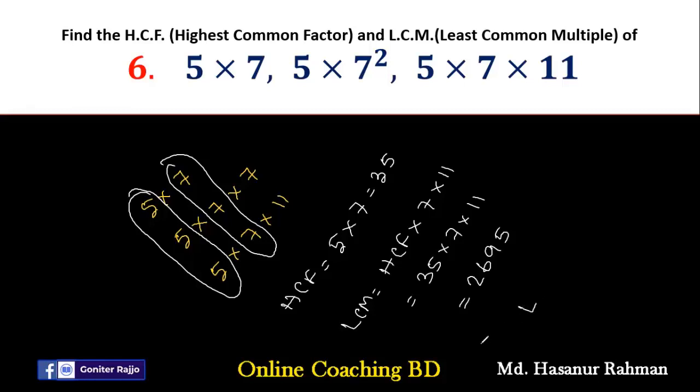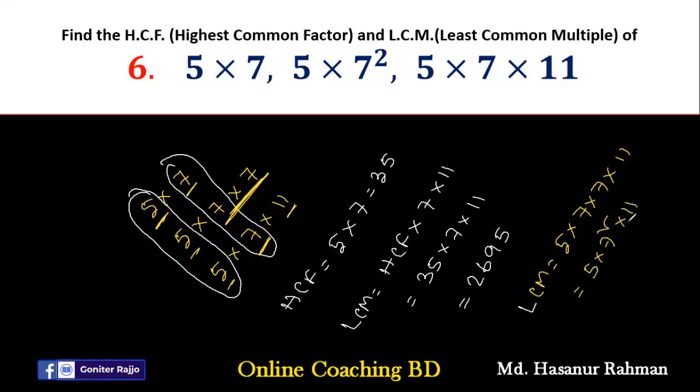Now you can solve the LCM in another way. Here only one 5 you can take. We have to take the maximum factor 5. Here is 1 seven, here is 2 sevens, here is 1 seven. So we can take 2 sevens. Here only one 11 we can take. So 5 multiplied by 7 square multiplied by 11 is our LCM. So 5 multiplied by 49 multiplied by 11. If we multiply all the numbers, we get 2695. And that is the LCM of number 6.